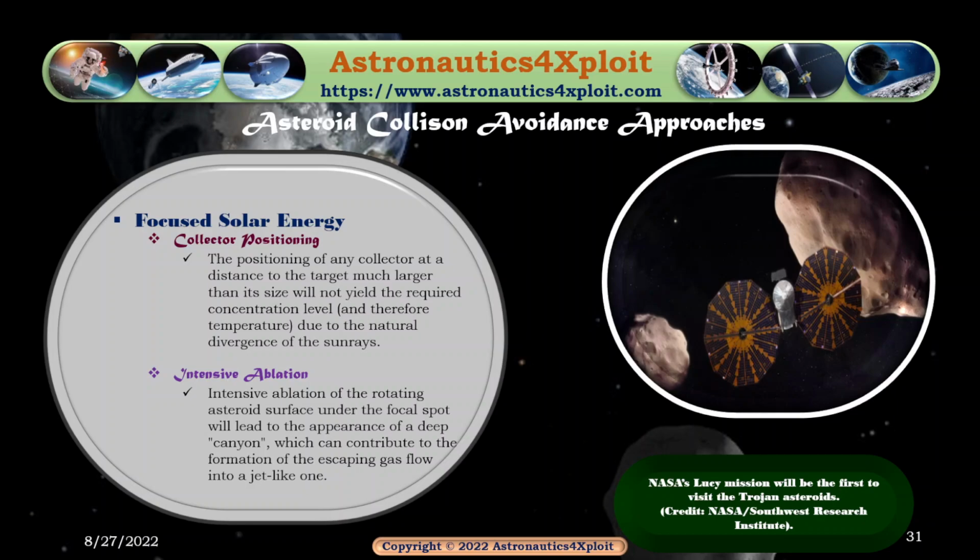Intensive ablation of the rotating asteroid surface under this focal spot will lead to the appearance of a deep canyon, which can contribute to the formation of the escaping gas flow into a jet-like one. This picture shows NASA's Lucy mission, which will be the first to visit the Trojan asteroids.